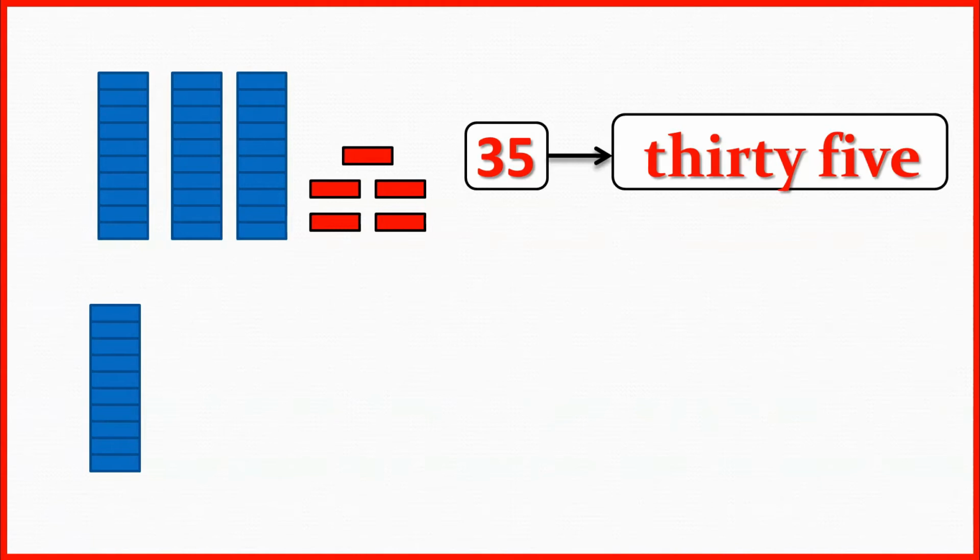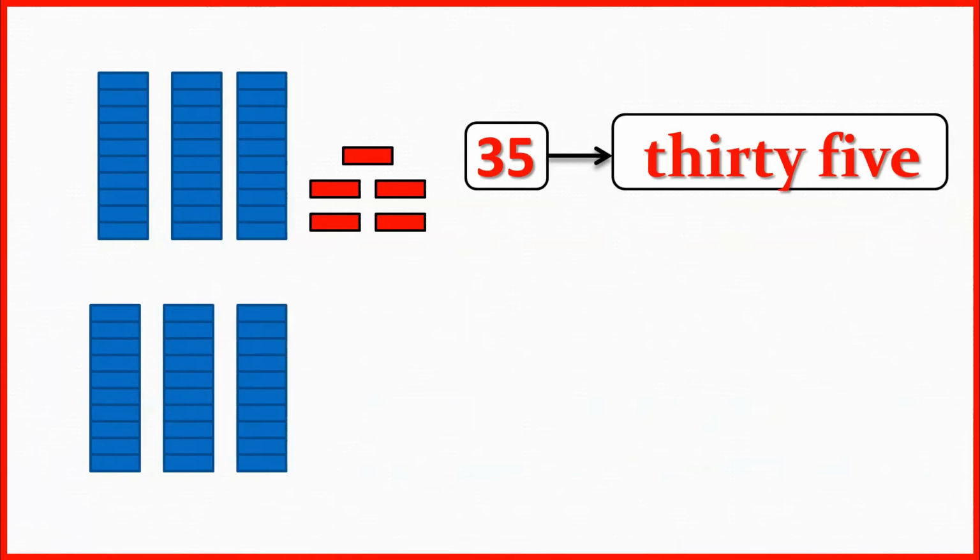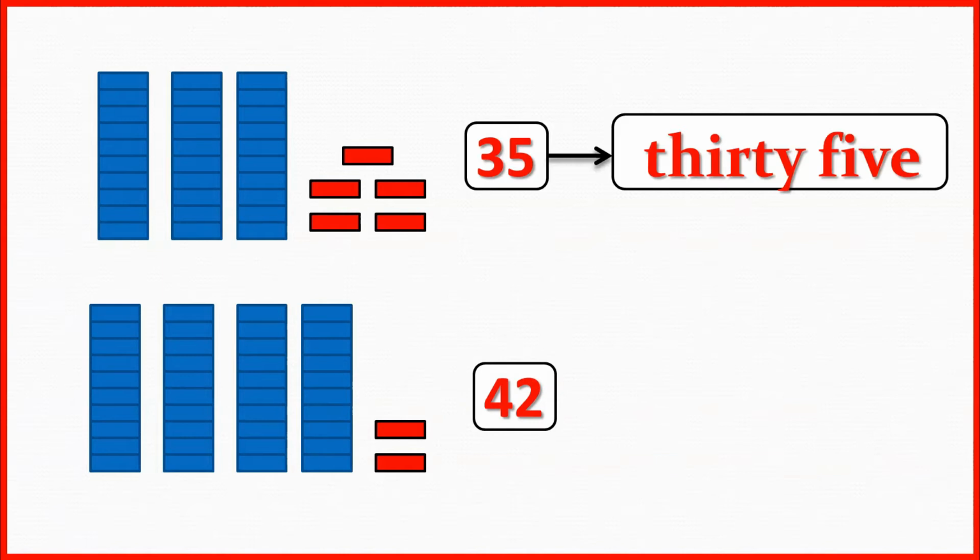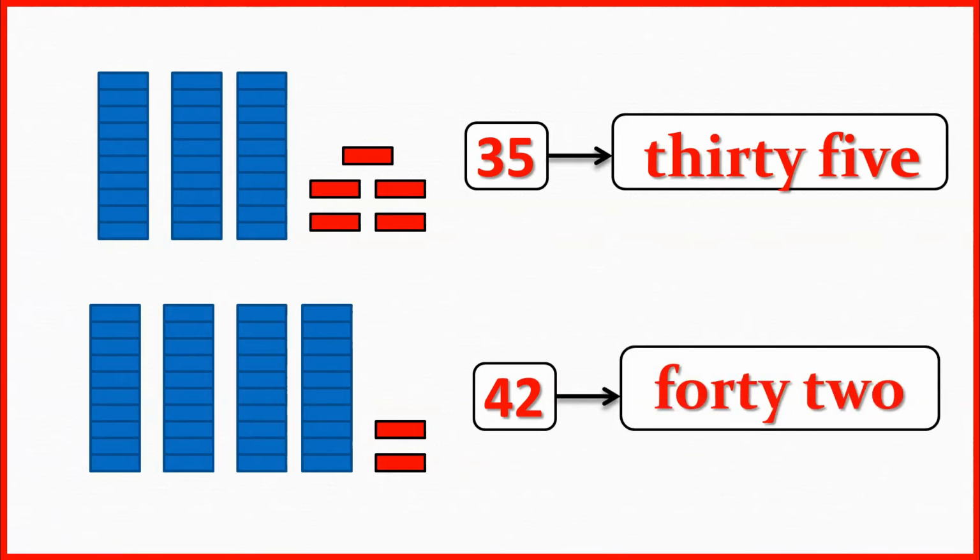Now there are 1, 2, 3, 4, 4 stacks of 10 and 1, 2, 2 ones. 4 tens and 2 ones makes 42. So here we write 42 and the number name: F-O-R-T-Y, 40. T-W-O, 2. 42.